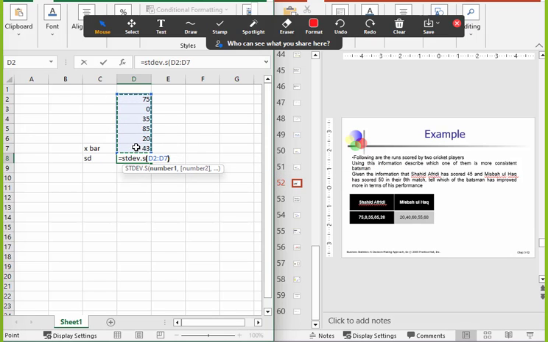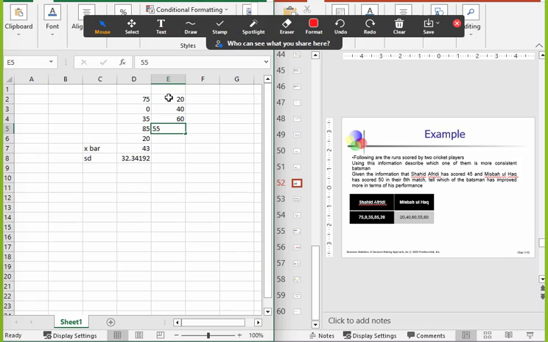If it is a population, I will say dot P. So its standard deviation is this. For Misbah Haq, it is 20, 40, 60, 55, 60. I will extend this formula from here to here. So this is my mean, and this is my standard deviation.